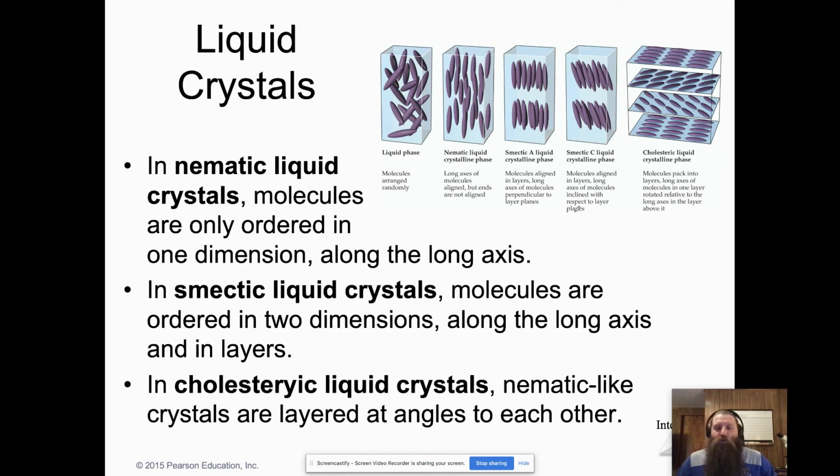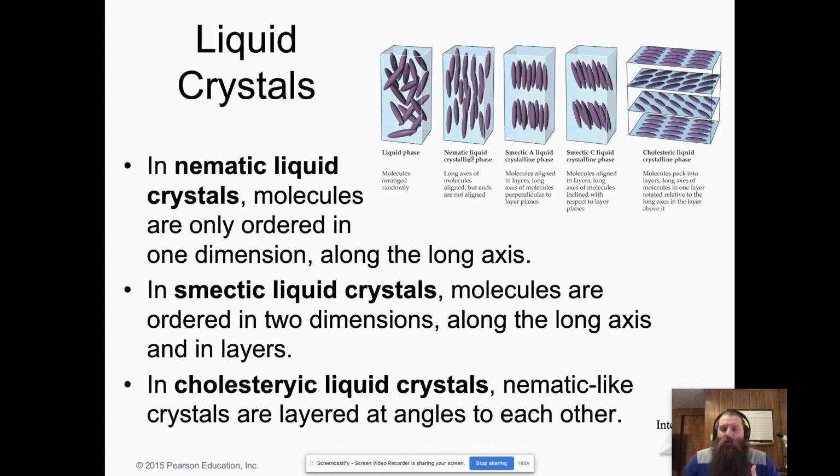Now, there are 3 descriptors that we use. You can see them right here when we're describing these liquid crystals. And if you look at this first one, this is just normal liquids. The crystals in that liquid, or the molecules there, are arranged randomly. If you have a nematic liquid crystal phase, then the long axis of your crystals are all going to line up. That's it. The ends are not. So I can see end here, end there, a little higher. They're not all lined up.